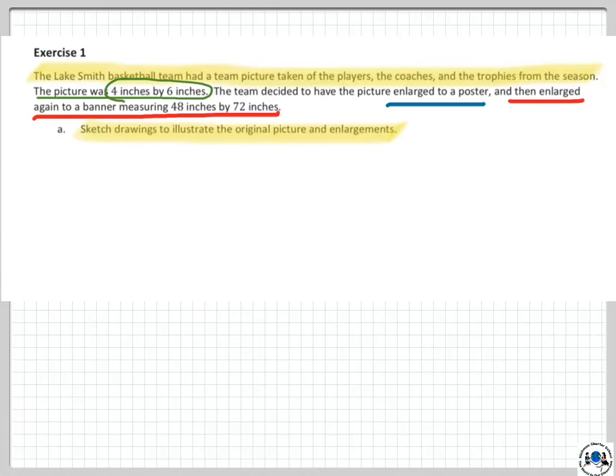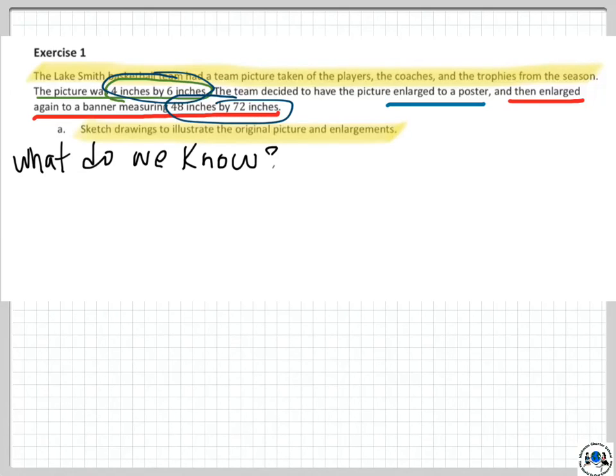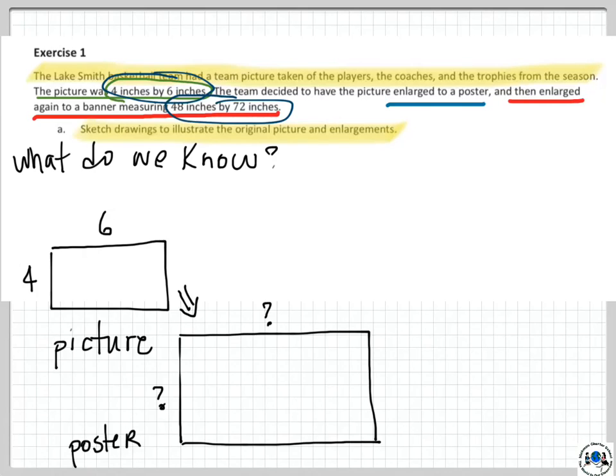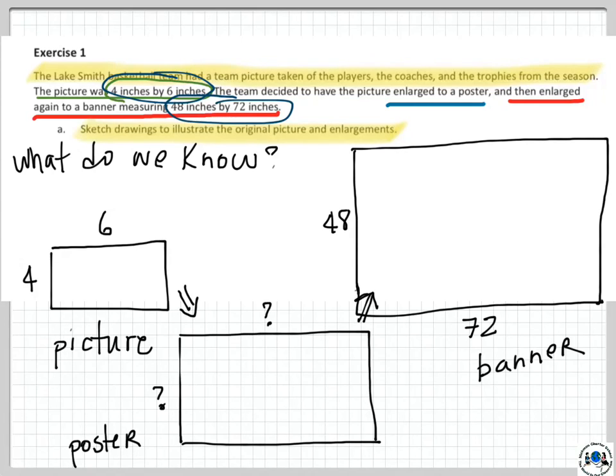Now the first thing they want you to do, and we can do this together, is sketch drawings to illustrate the original picture and enlargements. We have dimensions for the original picture and dimensions for the end. What we don't have are the dimensions of the poster in between. But let's just draw this picture. Here's our picture, and it's a 4 by 6. It's enlarged to a poster, whose dimensions we don't presently know, which is then enlarged again to a banner, whose dimensions are 48 by 72. What I want you to do is do the best you can, persevering through A through G, and then come on back after you're all done, and we'll go through each of those one at a time.